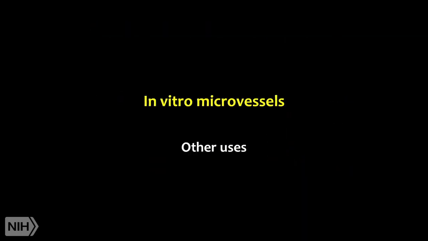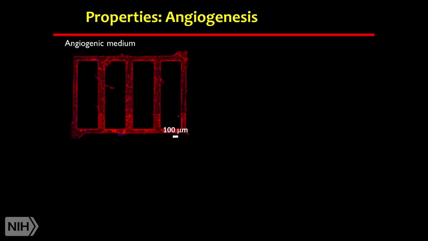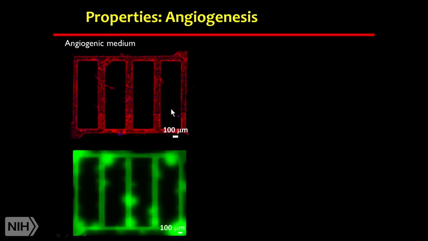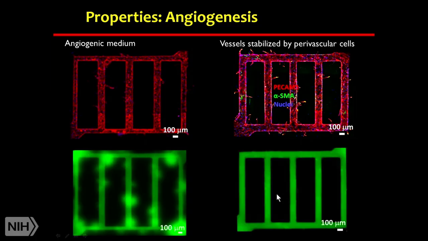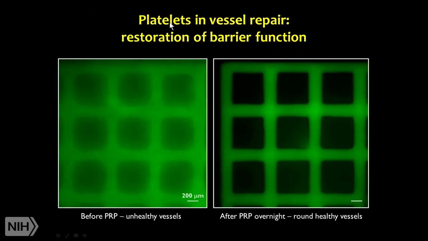So just to say a couple of other things about other uses of these vessels, I have about 30 seconds. We can use them for angiogenesis. Here's showing angiogenic media. They make leaky vessels. Here we have angiogenesis induced by perivascular cells. Those are not leaky. We've also studied the effects of platelets on barrier function. They can restore barrier function. Here's a leaky vessel that was incubated with platelets overnight, and it became non-leaky.